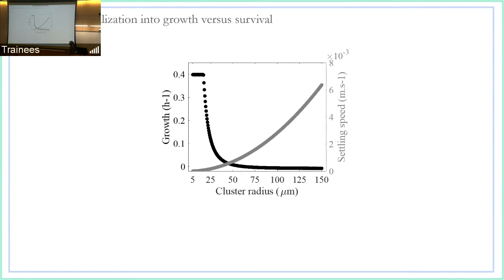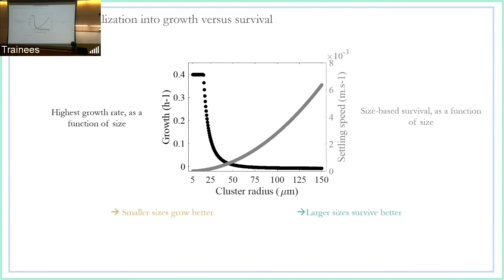And so this is the result from the model. I would like first to focus your attention on the left of this graph, where I show the highest growth rate as a function of size. So you have the growth in black as a function of size here. What we see is that the smaller sizes will grow better. Now on the right of the graph, we can see the size-based survival as a function of size. This is the gray, which simply tells us that larger sizes will survive better.